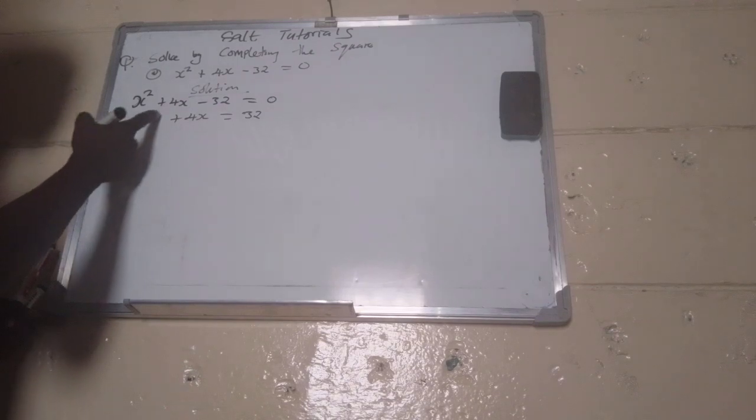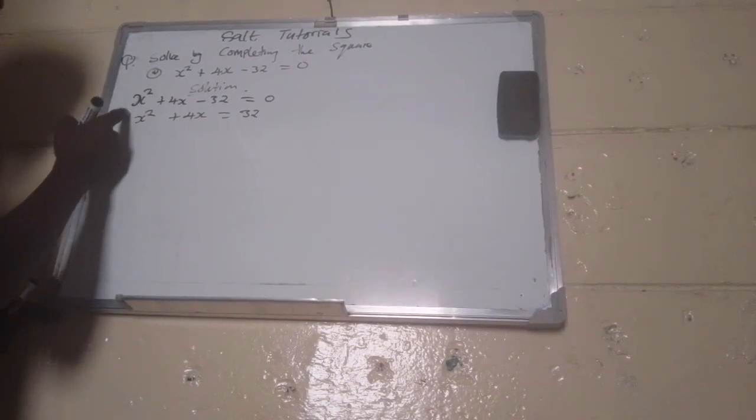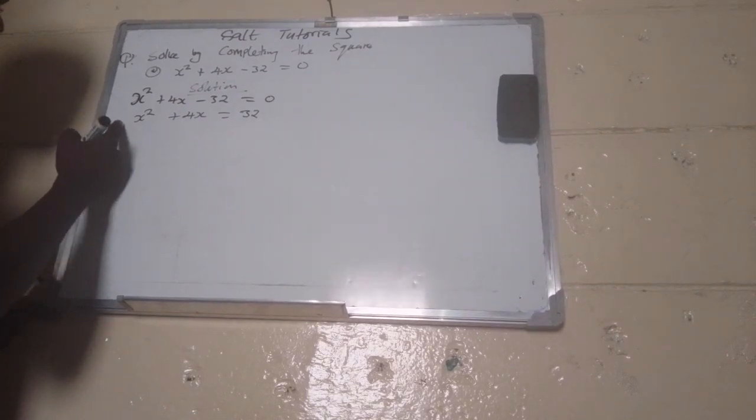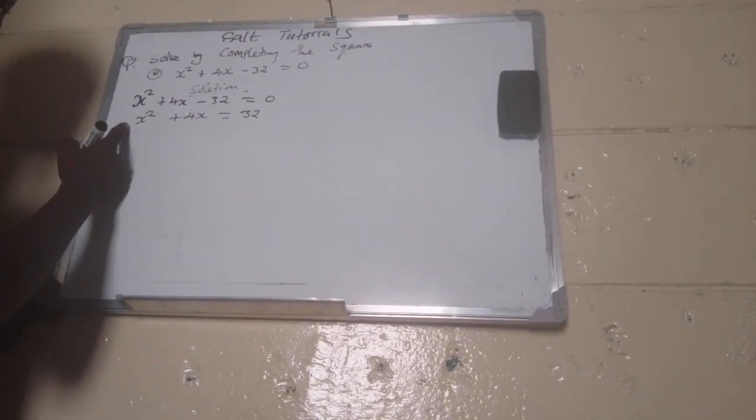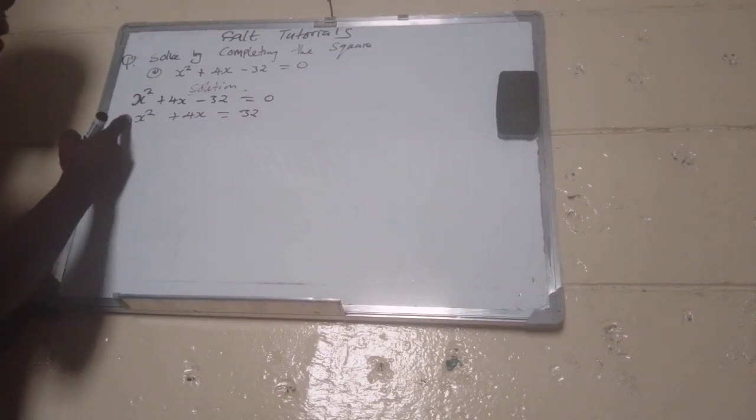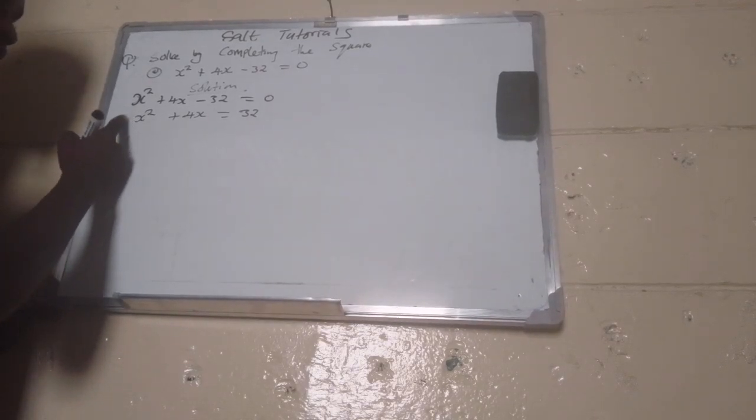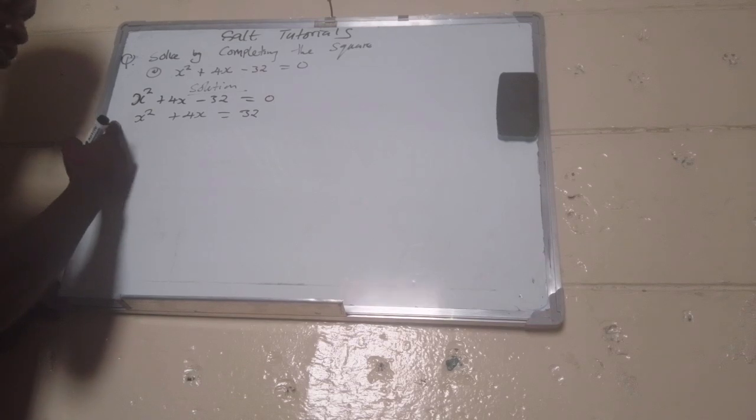Next, make the coefficient of x squared to be 1. It's already a 1. If there was a number attached to x squared here, I would have divided throughout by that number. So make sure that x squared has a coefficient of 1. It shouldn't be negative 1, it's supposed to be positive 1. If it was negative 1, I would have divided throughout by negative 1 to make sure it is positive 1.